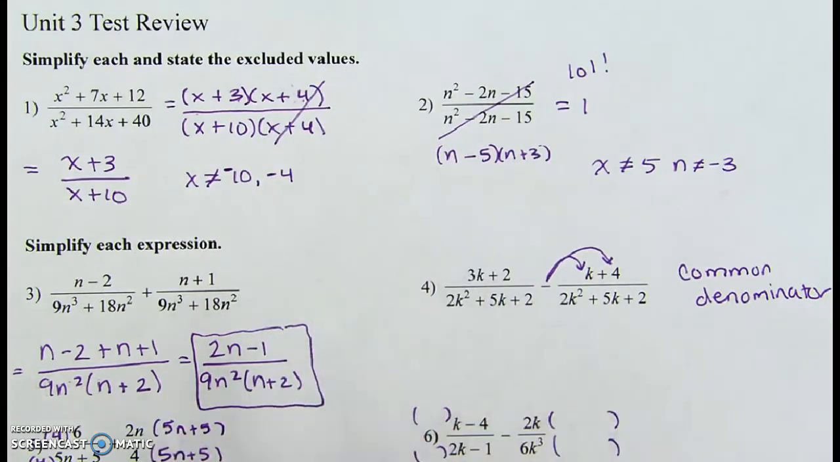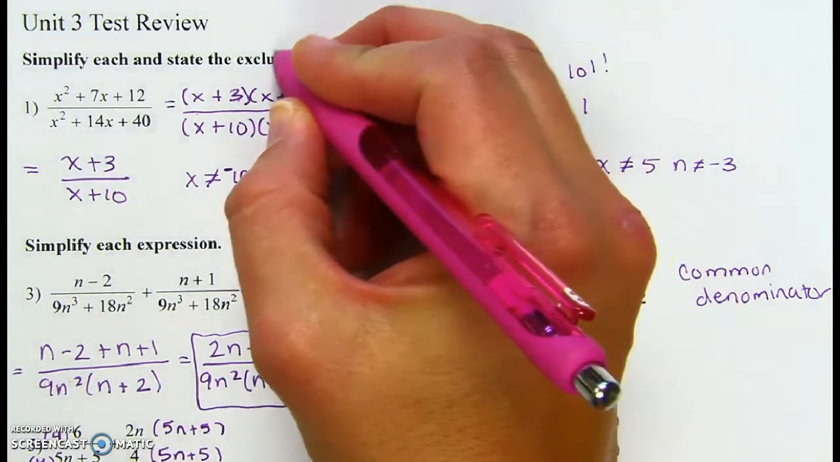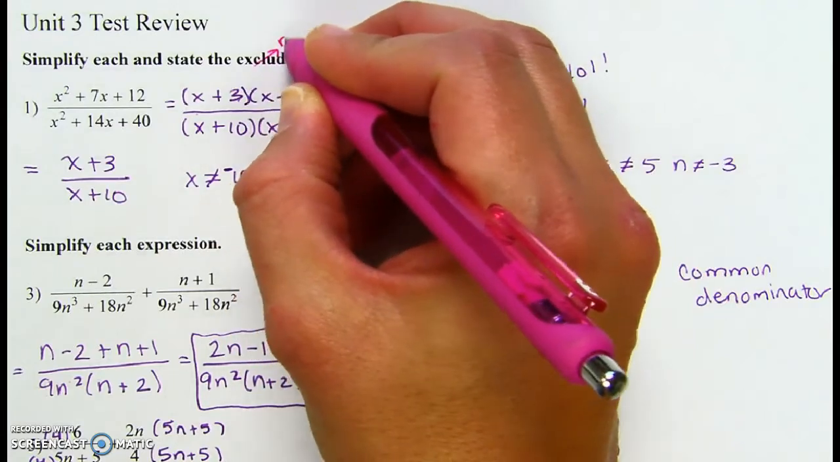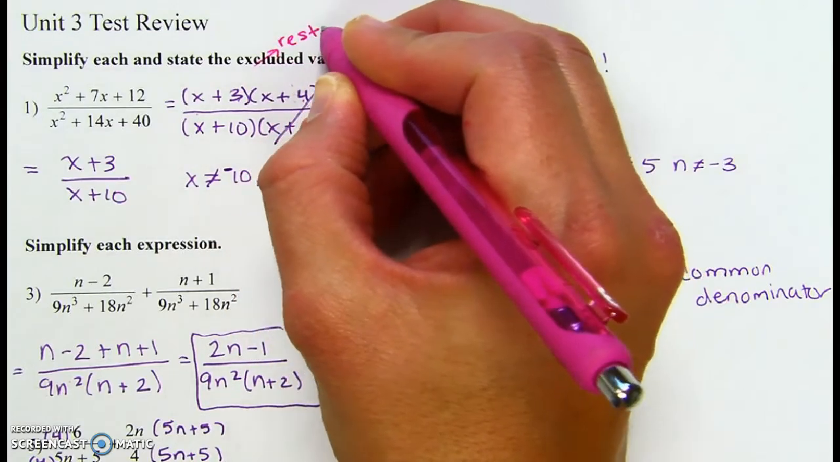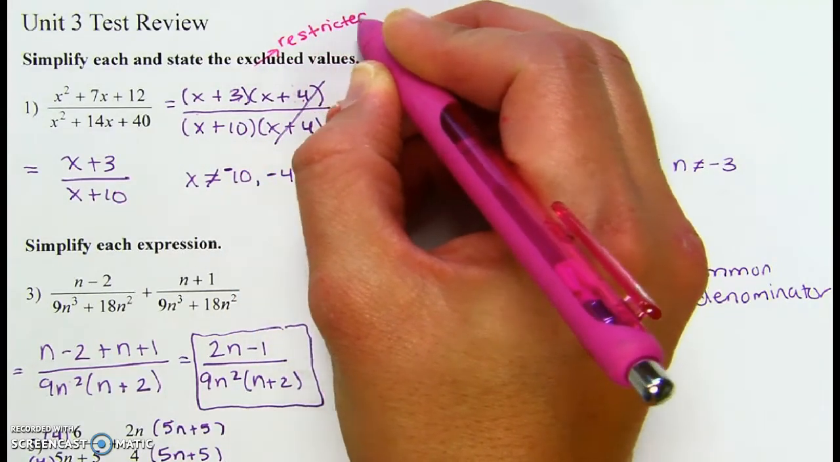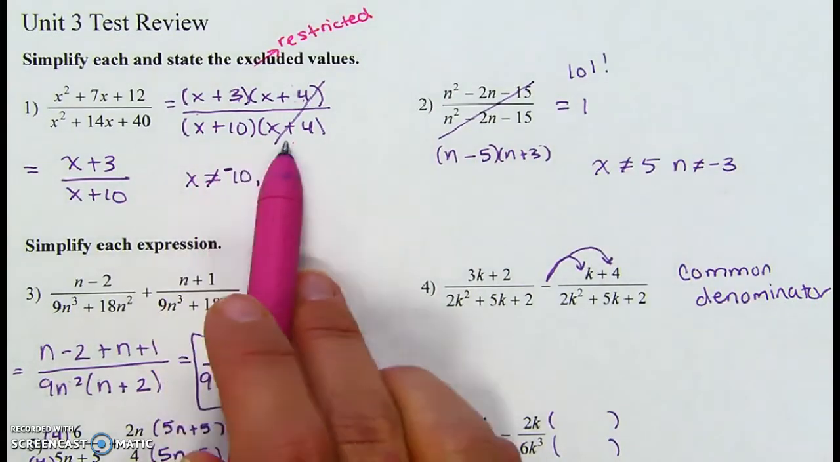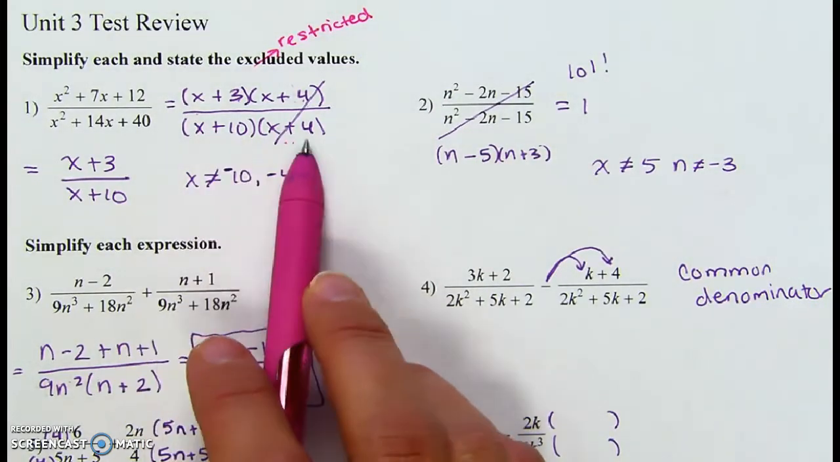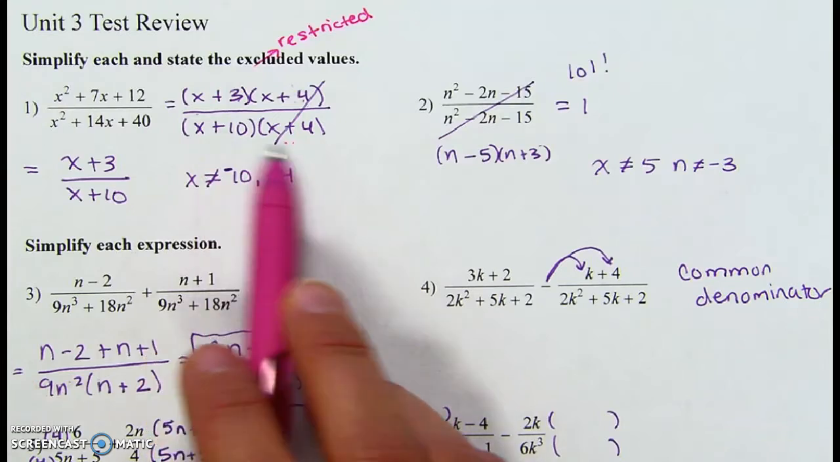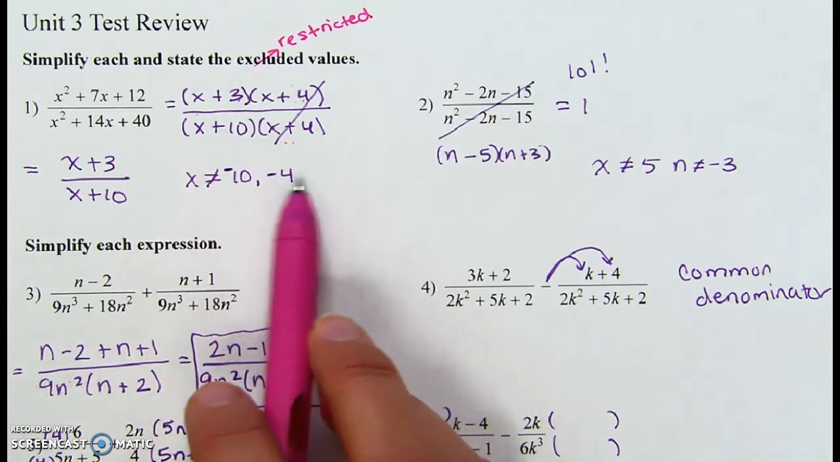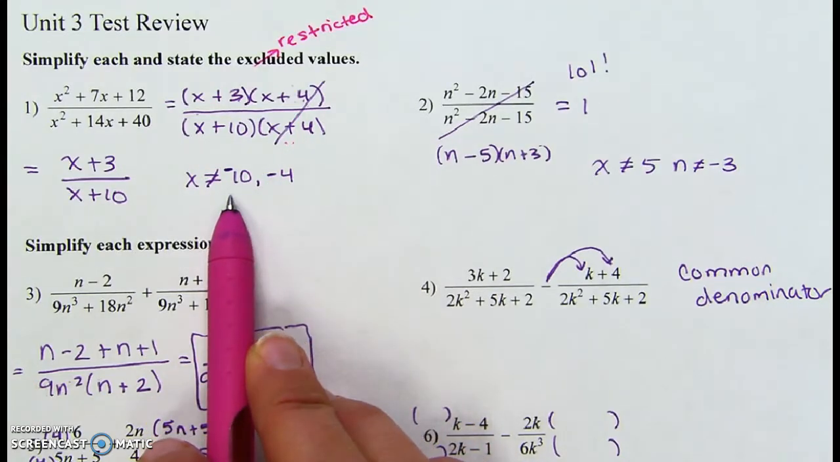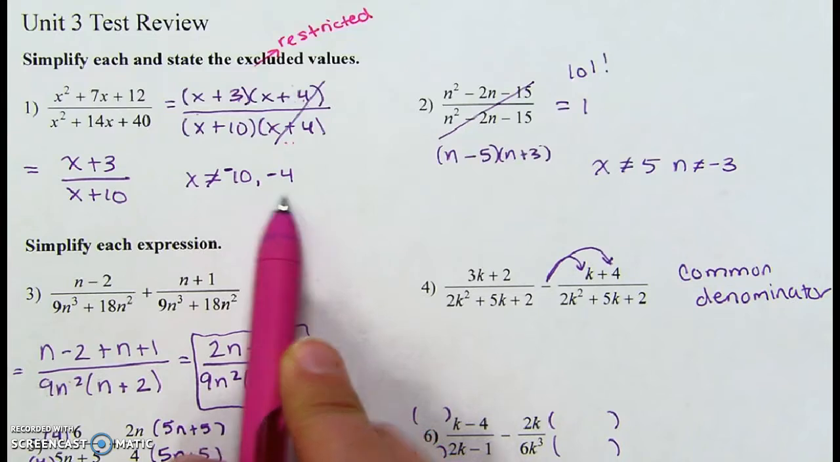In class, we didn't use the word excluded. We used the word what? Anyone remember? Restricted. Same thing. Those are the numbers that make the denominator 0, so they would be the opposite parts of the factors. They're also where this would be the vertical asymptote and this would be the hole, if we were talking about graphs. So that's what those are.